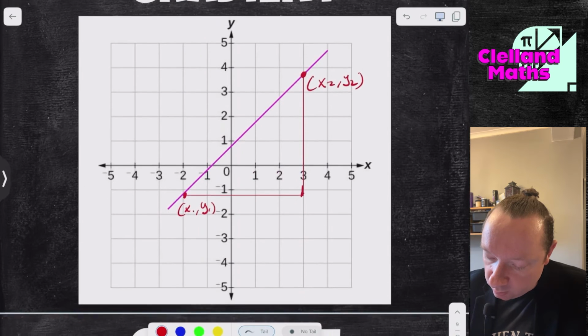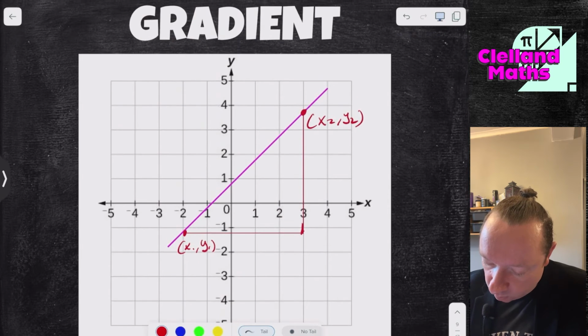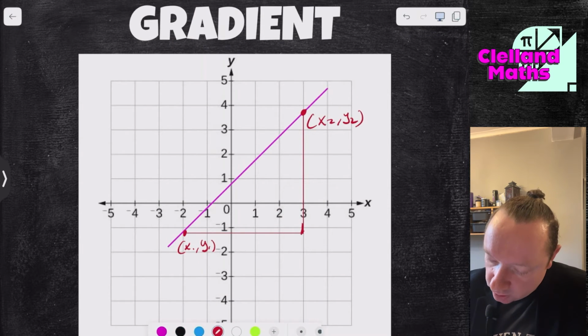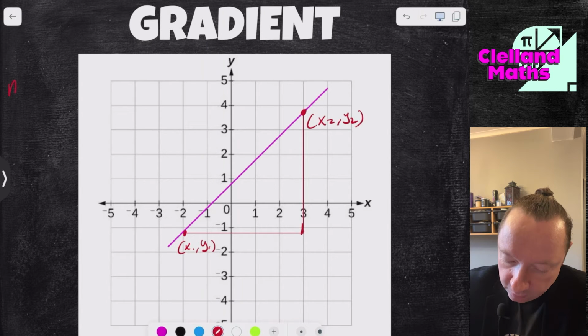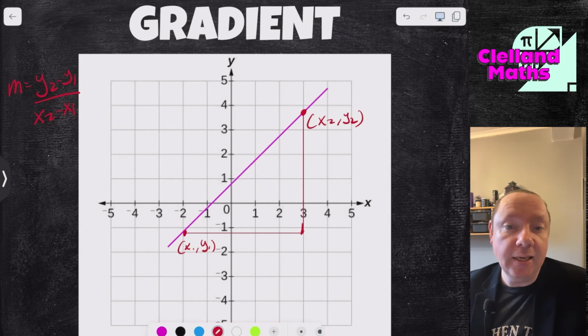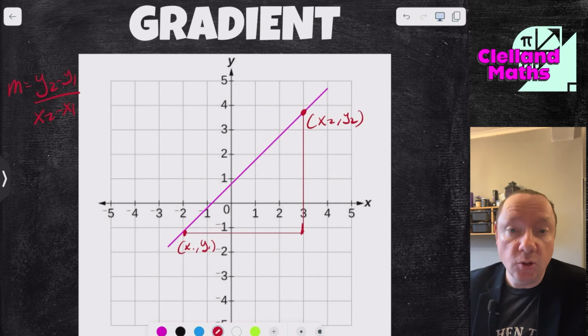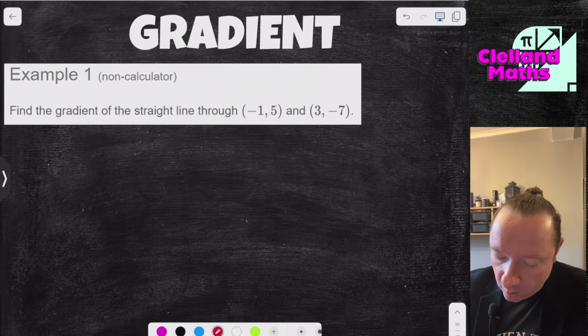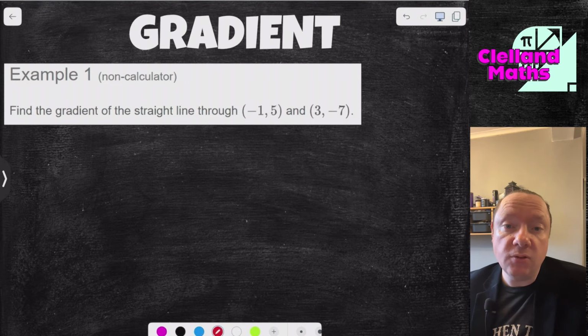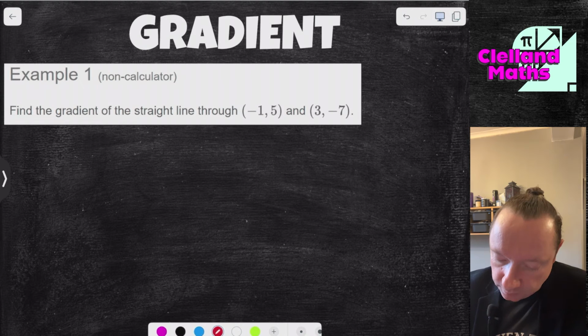So in other words, with a general thing like this, x1, y1, x2, y2, we just say our gradient, and this is now called the gradient formula, is y2 minus y1 over x2 minus x1. And that's the key gradient formula for National 5 Maths, and we'll be using that all the time now. Okay, example 1. Remember, examples like this are taken from maths.scot, an excellent website for your revision.